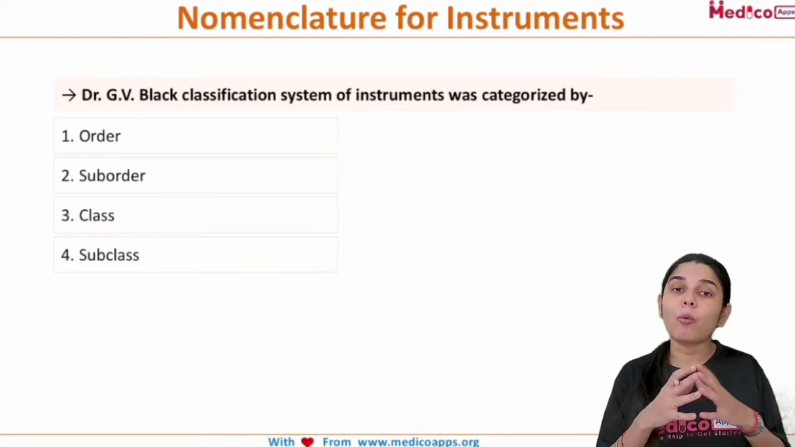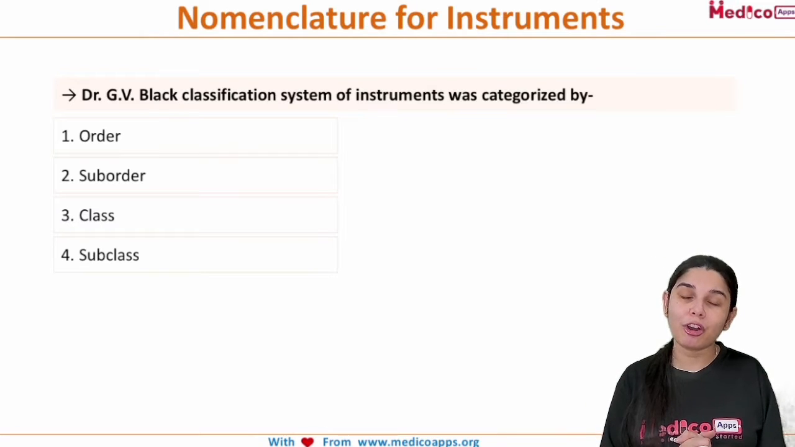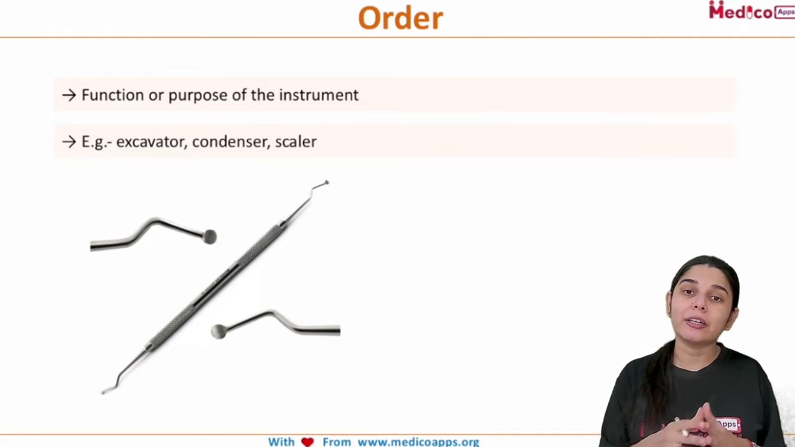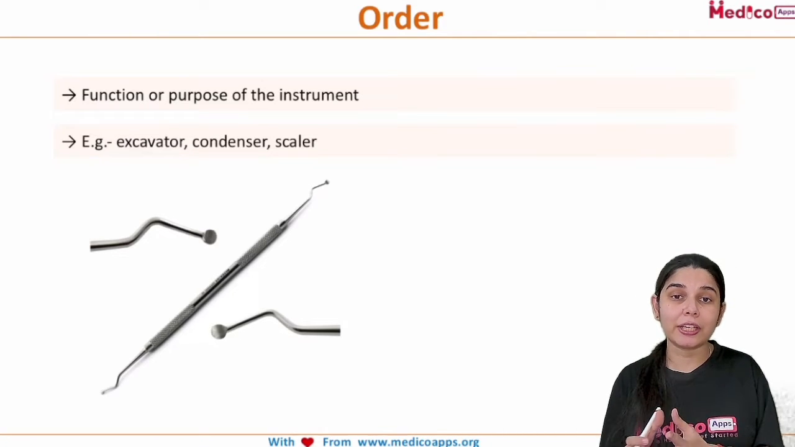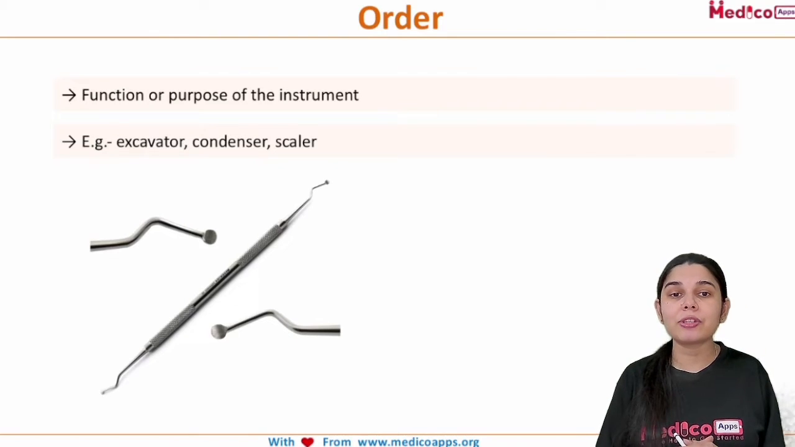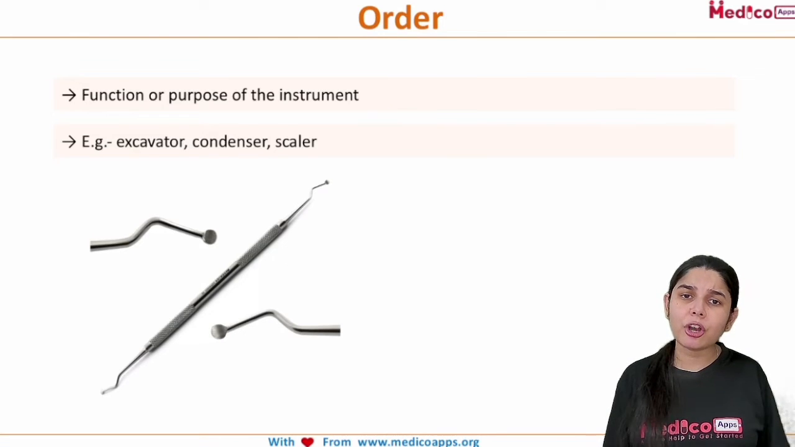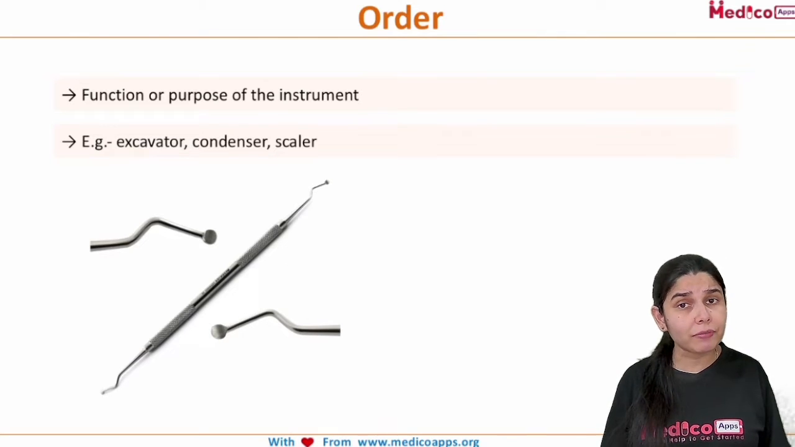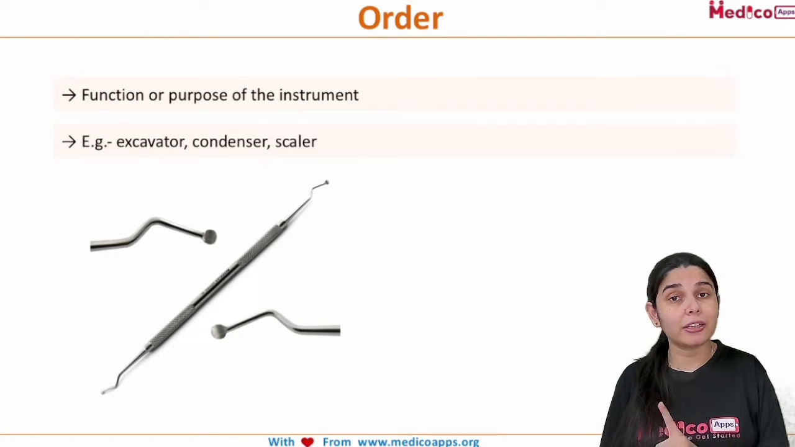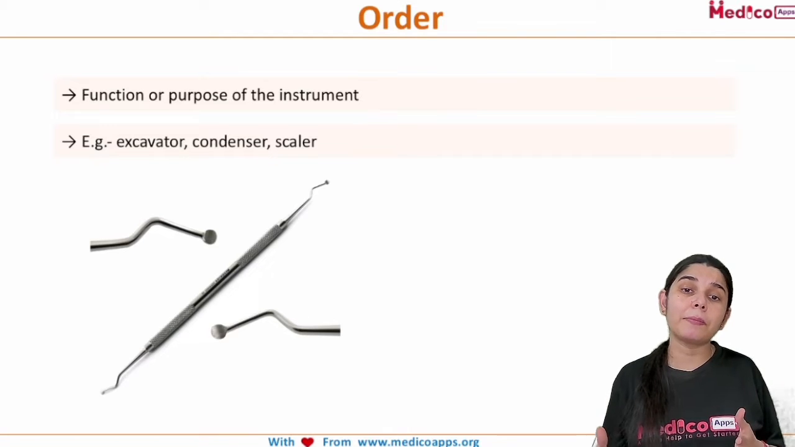So let's see what order, suborder, class and subclass mean according to Dr. G.V. Black. So firstly, the order of the instrumentation, the nomenclature under which the first category comes, is the order. And what does order mean? Order means what is the function of that instrument? What is the purpose of the instrument? That is how the instrument's name has started being given. Okay, so what do you understand by that? Function or the purpose of the instrument.